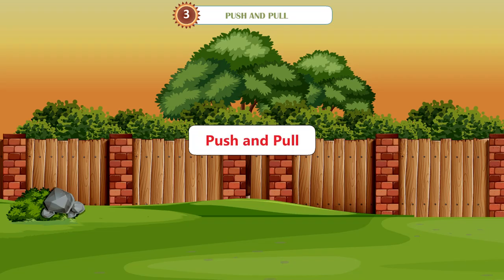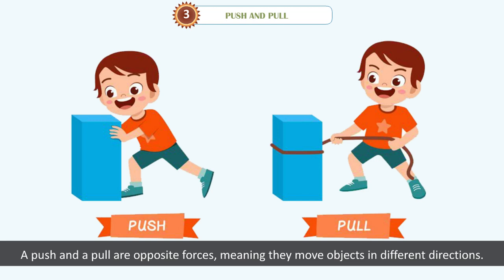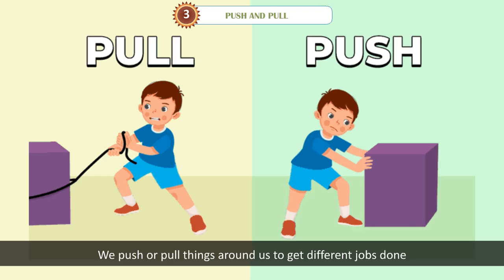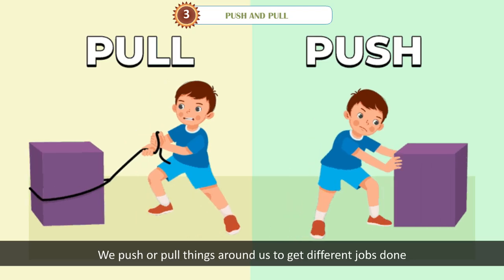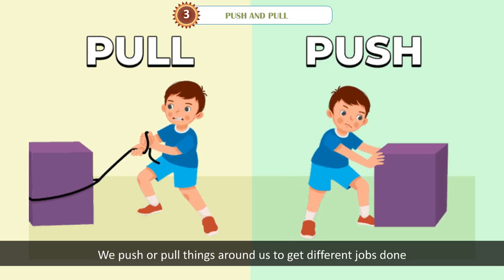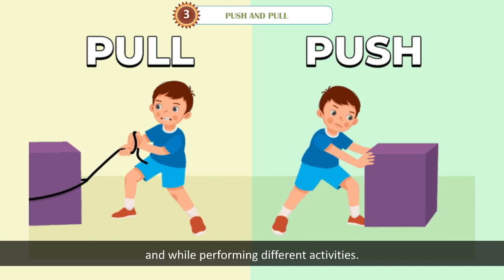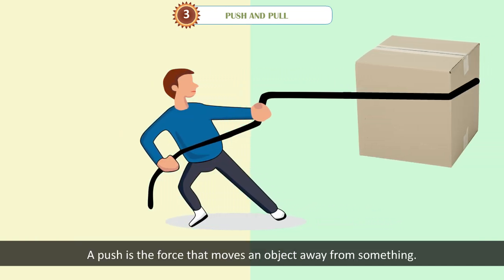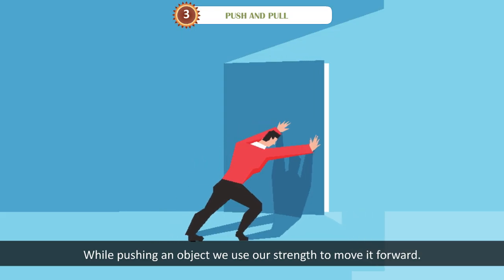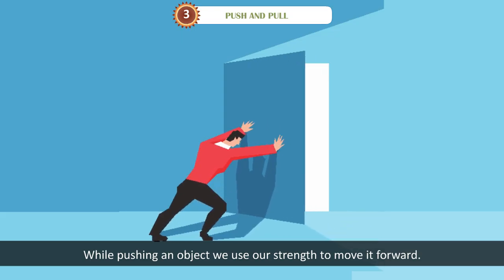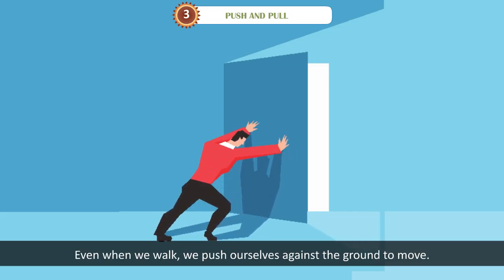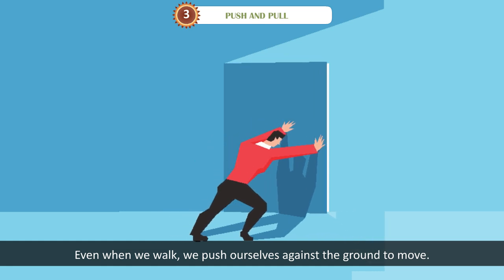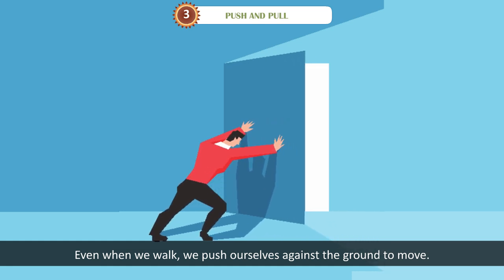Push and pull. A push and a pull are opposite forces, meaning they move objects in different directions. We push or pull things around us to get different jobs done and while performing different activities. A push is the force that moves an object away from something. While pushing an object, we use our strength to move it forward. Even when we walk, we push ourselves against the ground to move.